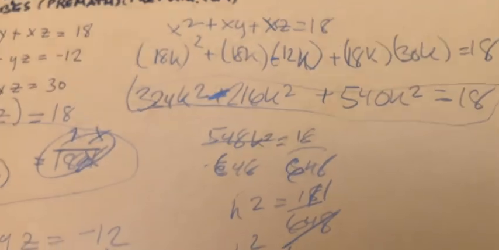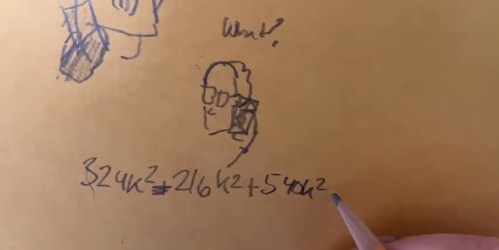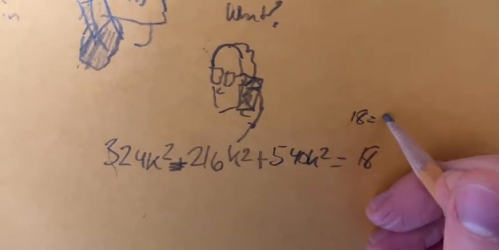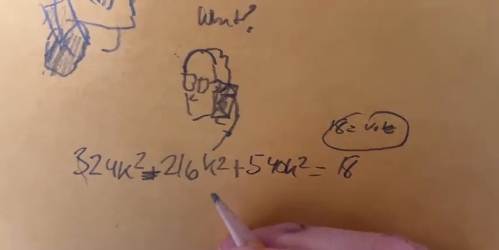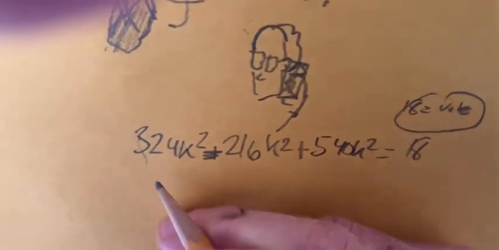What is it, 324 x squared? Oh, but not minus 216 x squared plus 540. What was this thing? 18? Okay. 18 is vote. So they all made a vote. Like Xanadu, Yeska, and Zoomba made a vote for Karl.